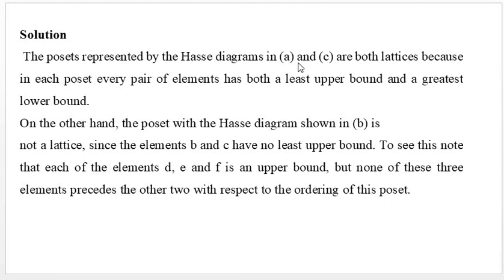Hasse diagrams A and C are lattices because in each poset every pair of elements has both a least upper bound and a greatest lower bound. But in Hasse diagram B, the elements B and C have no least upper bound. Therefore, it is not a lattice.